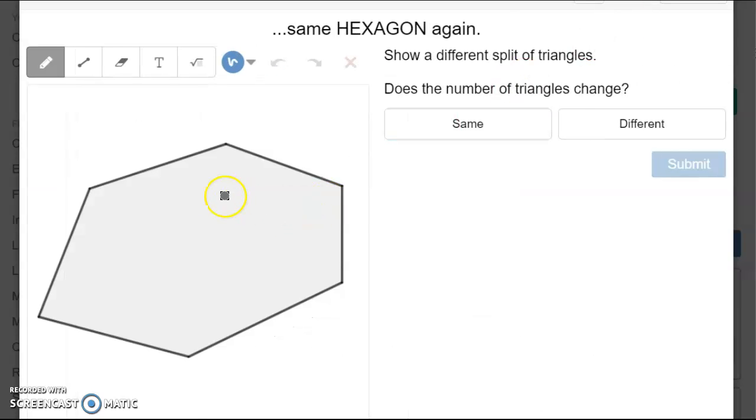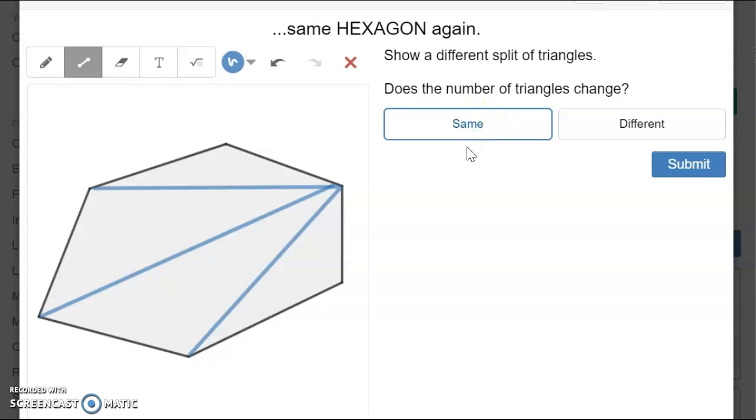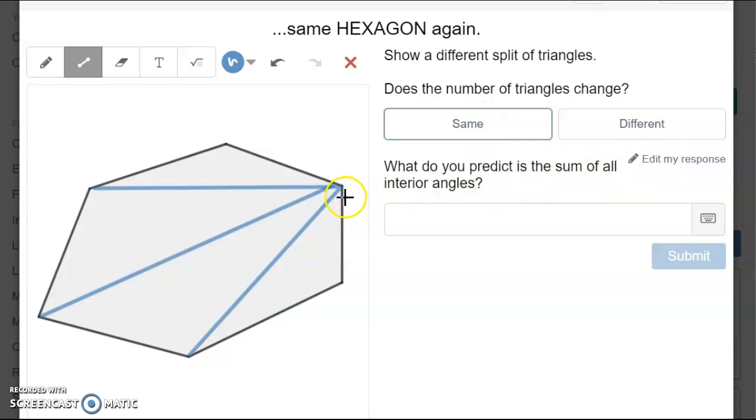Show different split triangles. I used the vertex from here. What if I chose the vertex from here? Maybe I can choose a different vertex such as this. And it's still the same, 1, 2, 3, 4 triangles, right? It doesn't matter which vertex you choose, you're only going to be able to split them into 4 non-overlapping triangles.